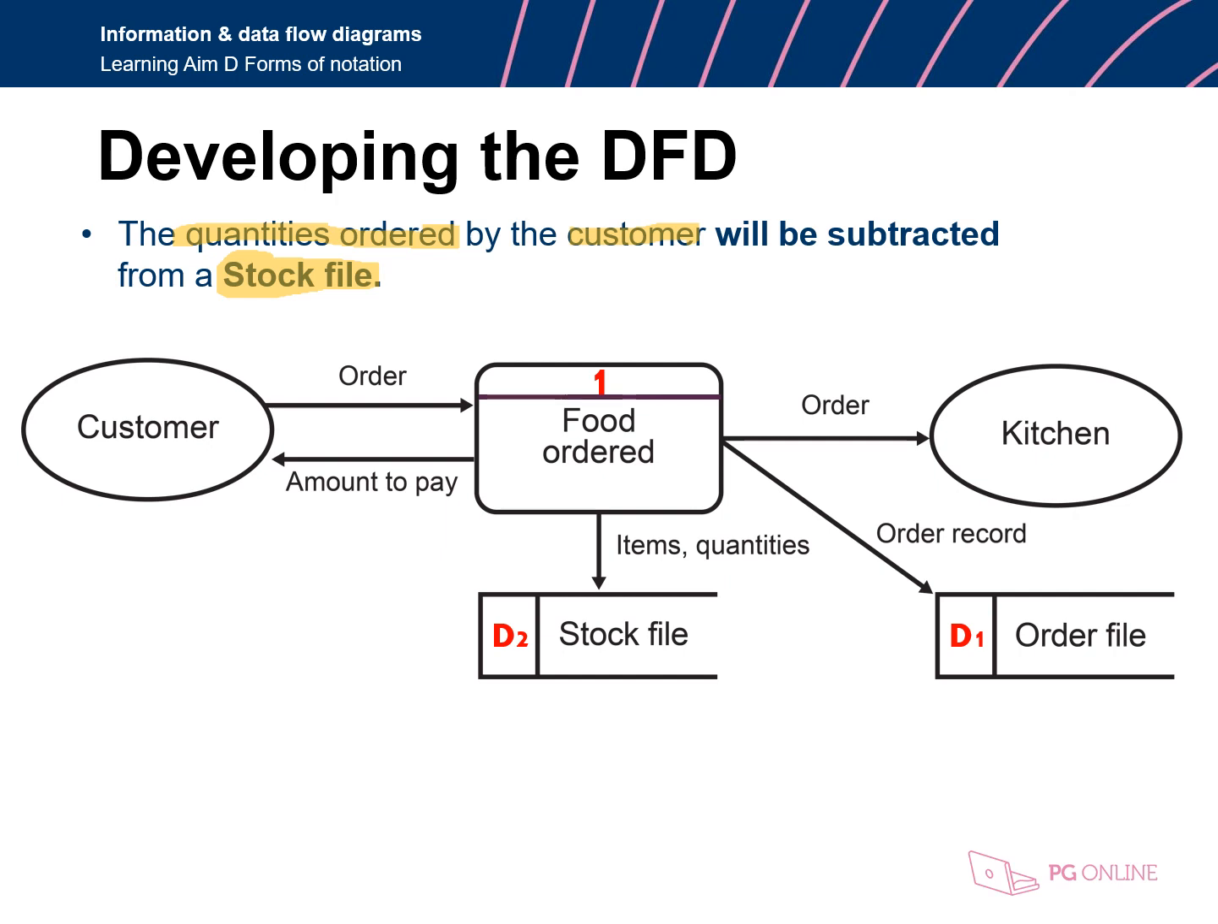So if they had 10 pieces of chicken at the start, they will now have 8 left. As you can see, I've drawn from my food ordered process to a new file of stock, and I've called this digital 2 because it's the second process to be carried out after the file has been completed and saved into the order file.